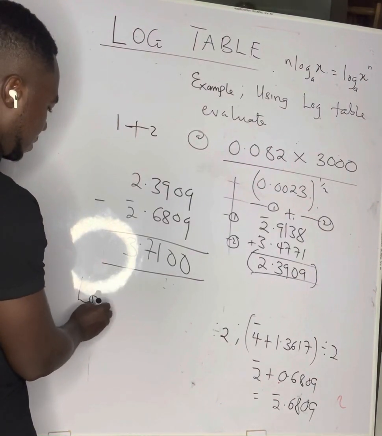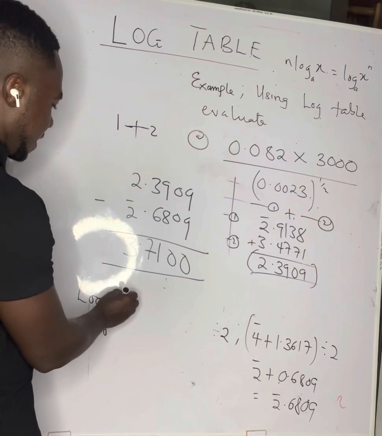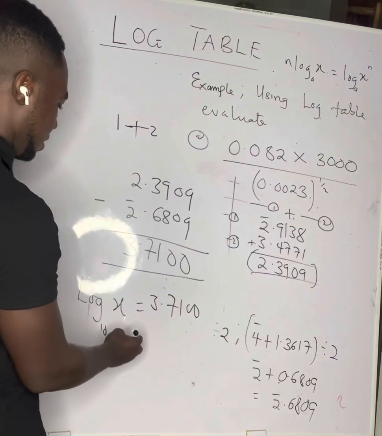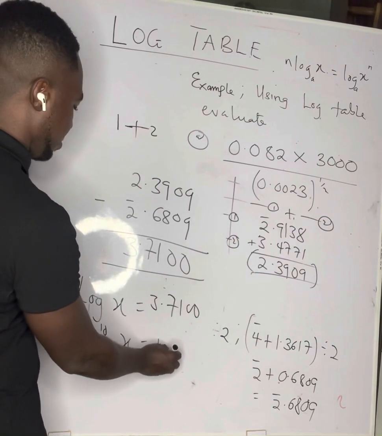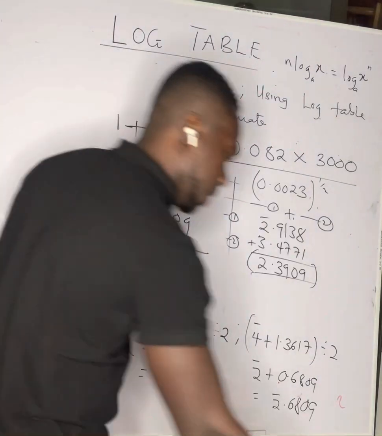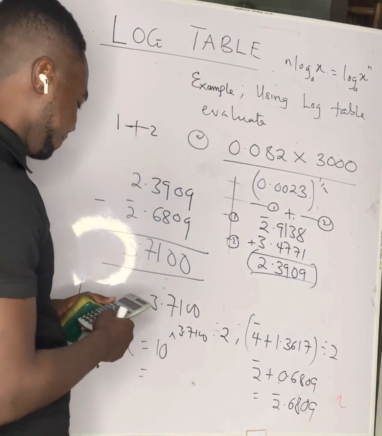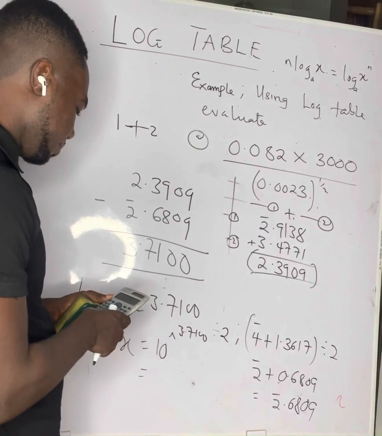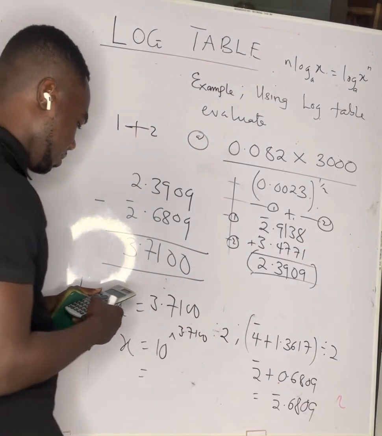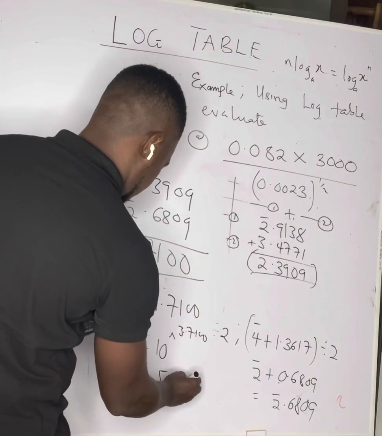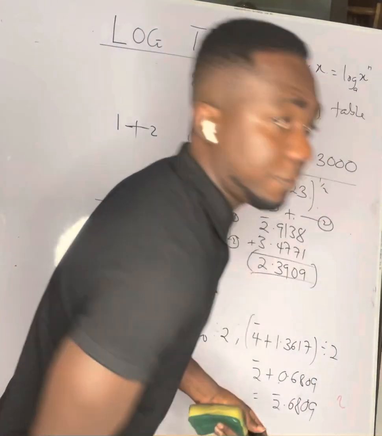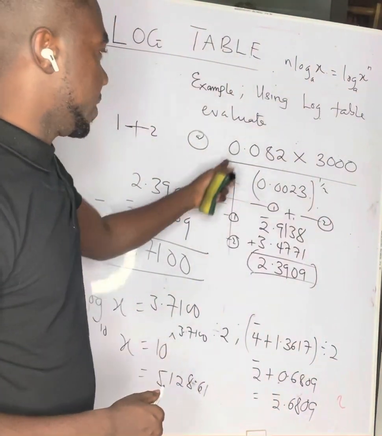So log base 10 of x is equal to this, 3.7100. If you want to find x, then x becomes equal to 10 to the power 3.7100. So 10 to the power, that is what we call the antilog. 10 to the power 3.7100 gives us 5128.61. So that's the final answer for the expression using the log table.